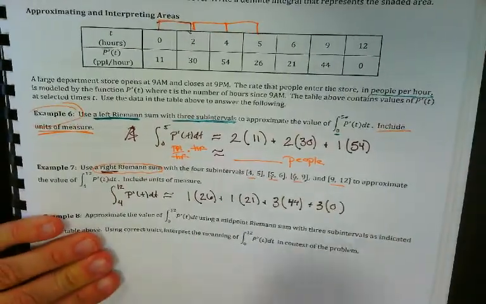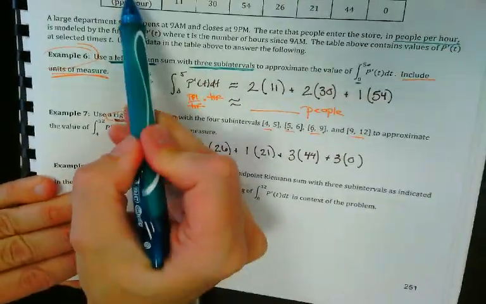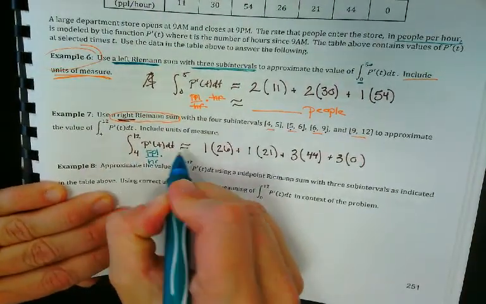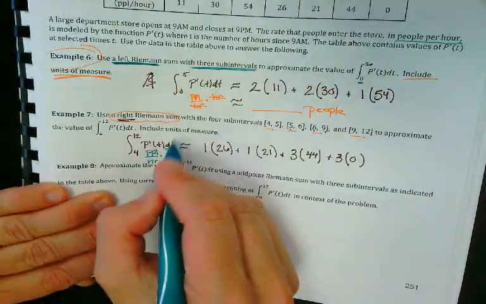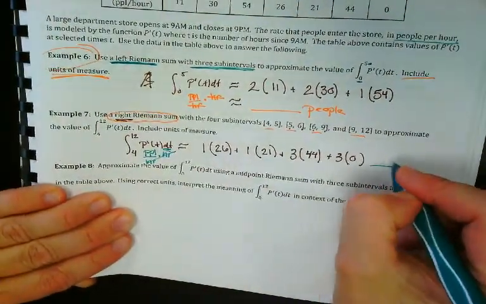You can all add in whatever on the calculator. Units are the most important thing. And again, you're just reading the table. P prime of t is people per hour times the change in the time, which is hours. So again, you're getting the number of people.